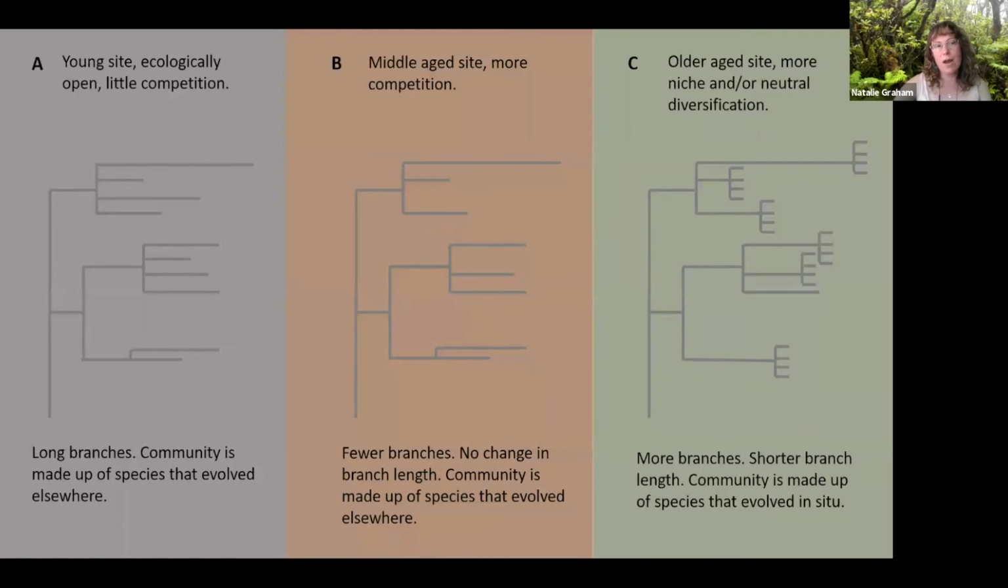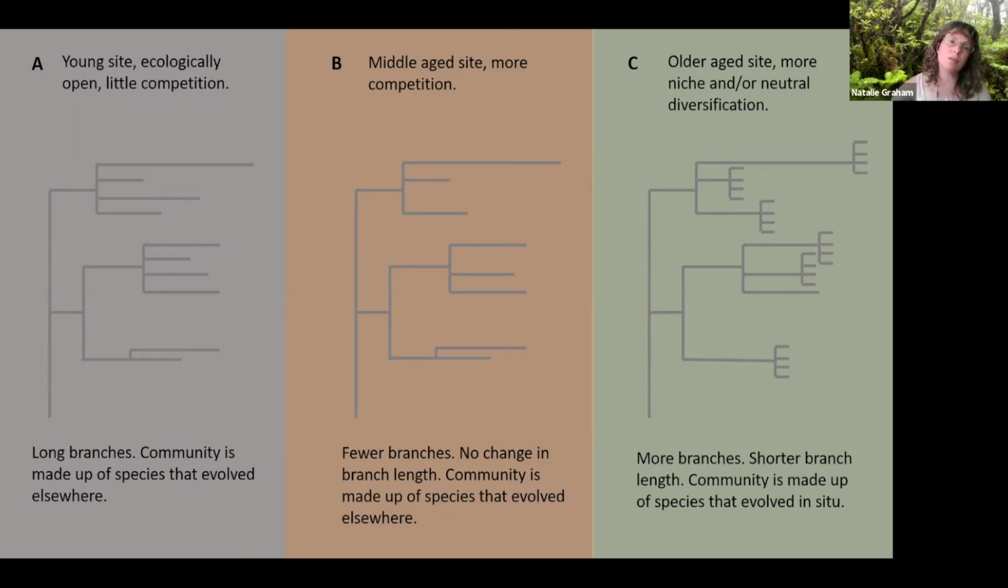So just to outline this hypothesis a little bit better, at the younger site, it's very ecologically open. There's little competition. Things are just arriving from the regional species pools. So we should have these long branches. Again, this gets at that signature of the community through the DNA. And so communities are mostly made up of species that have evolved elsewhere.